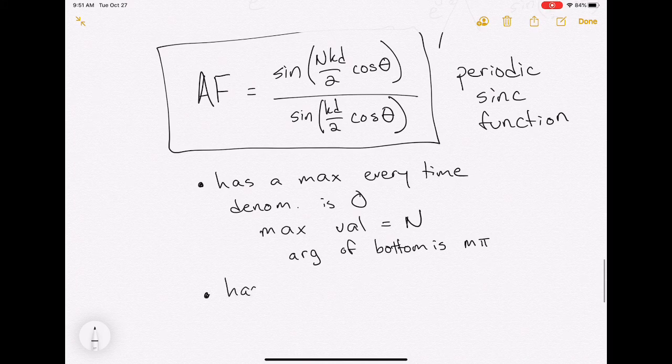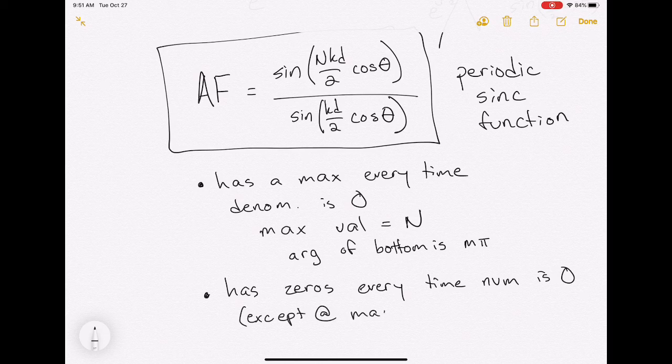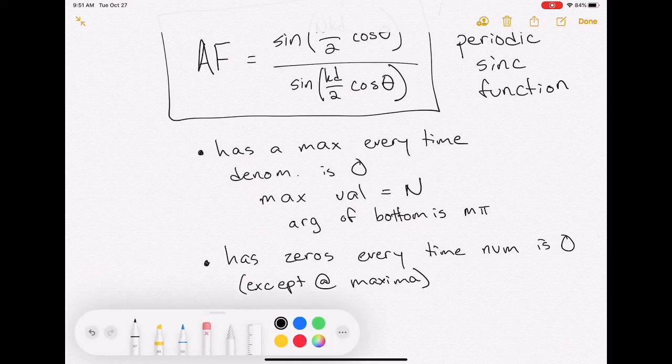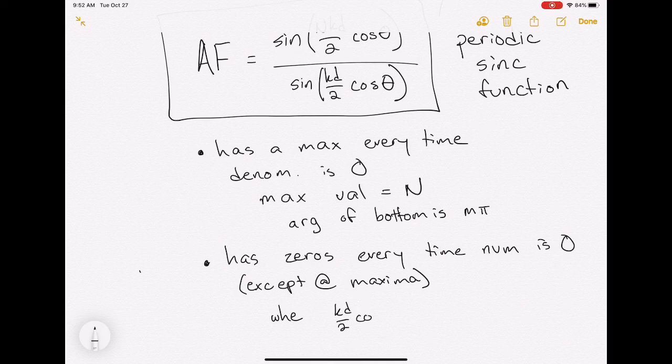Second, it has zeros every time the numerator is 0, which makes sense. I mean, except at the maxima. Which happens when kd over 2 cosine theta is equal to some multiple of pi divided by n.